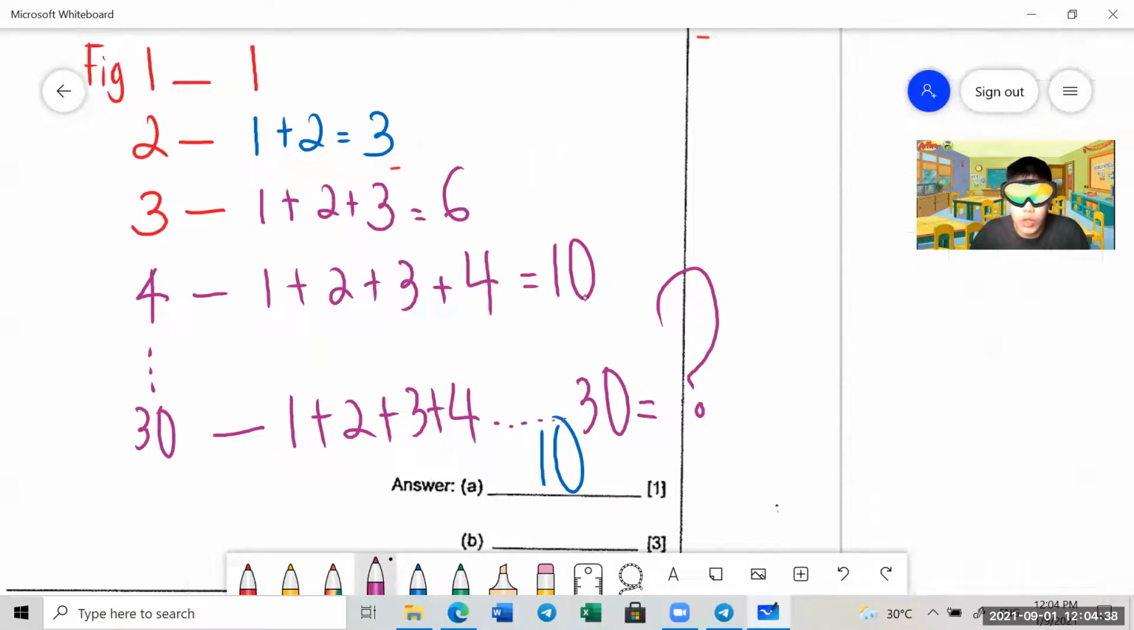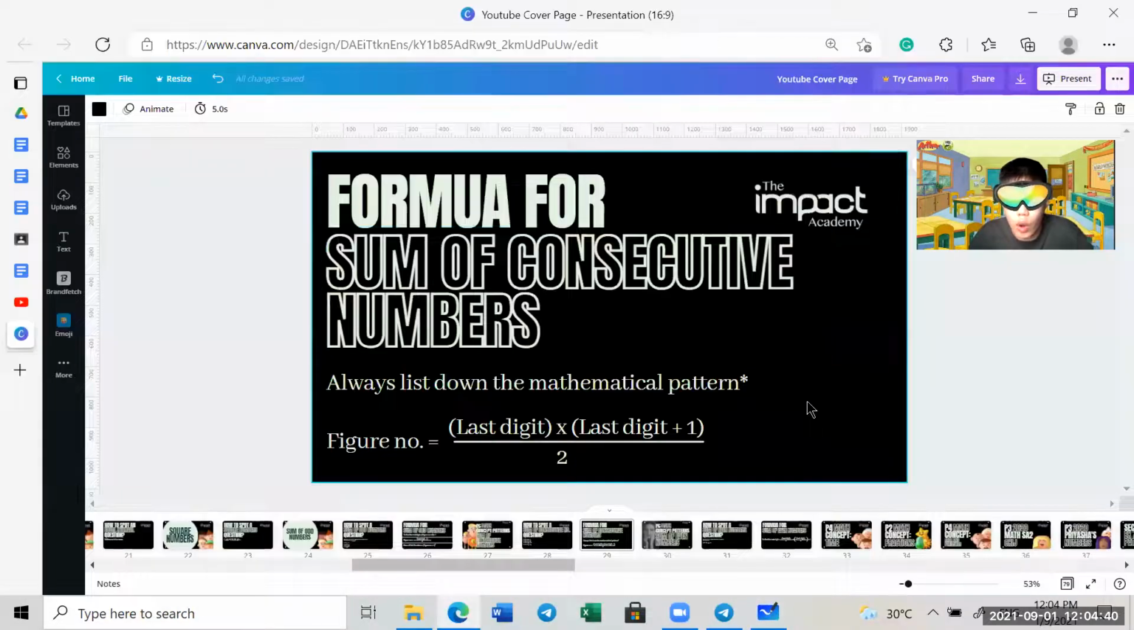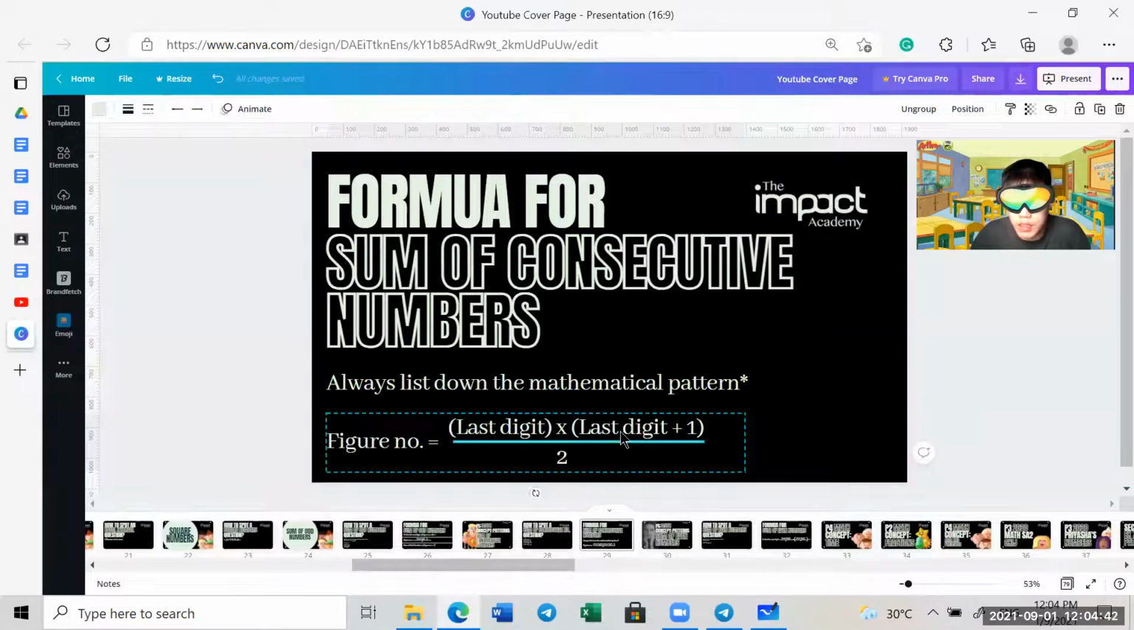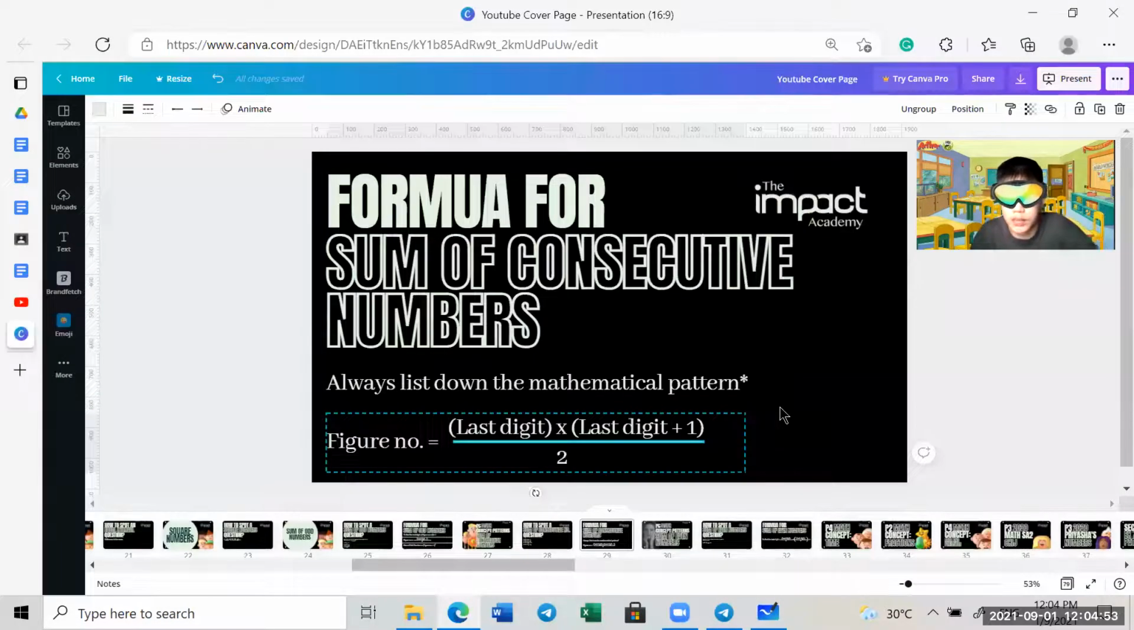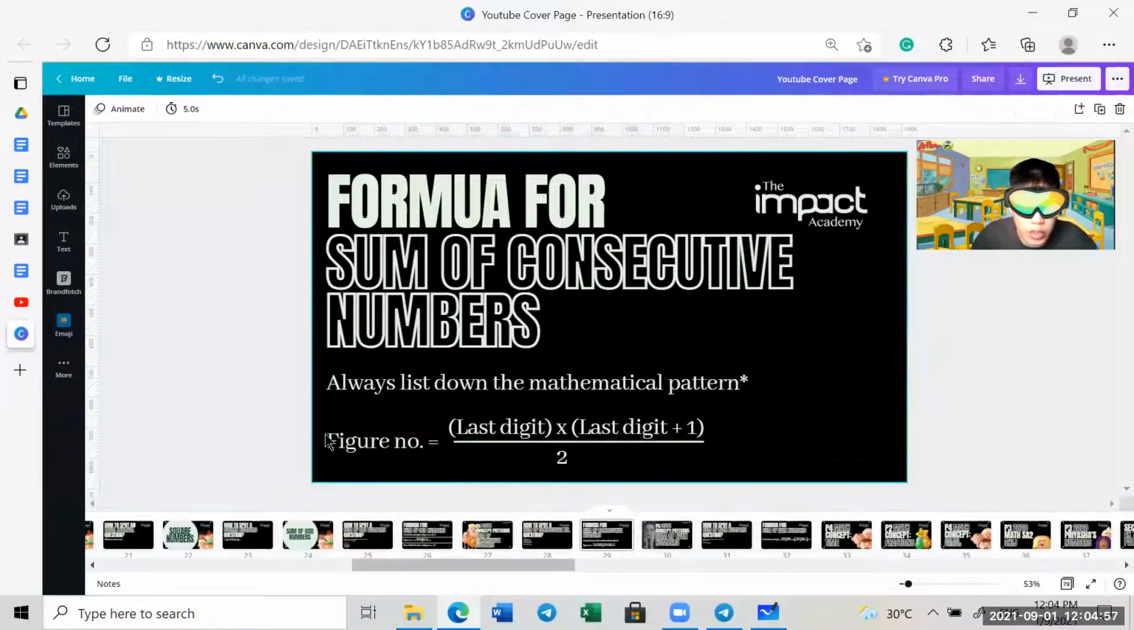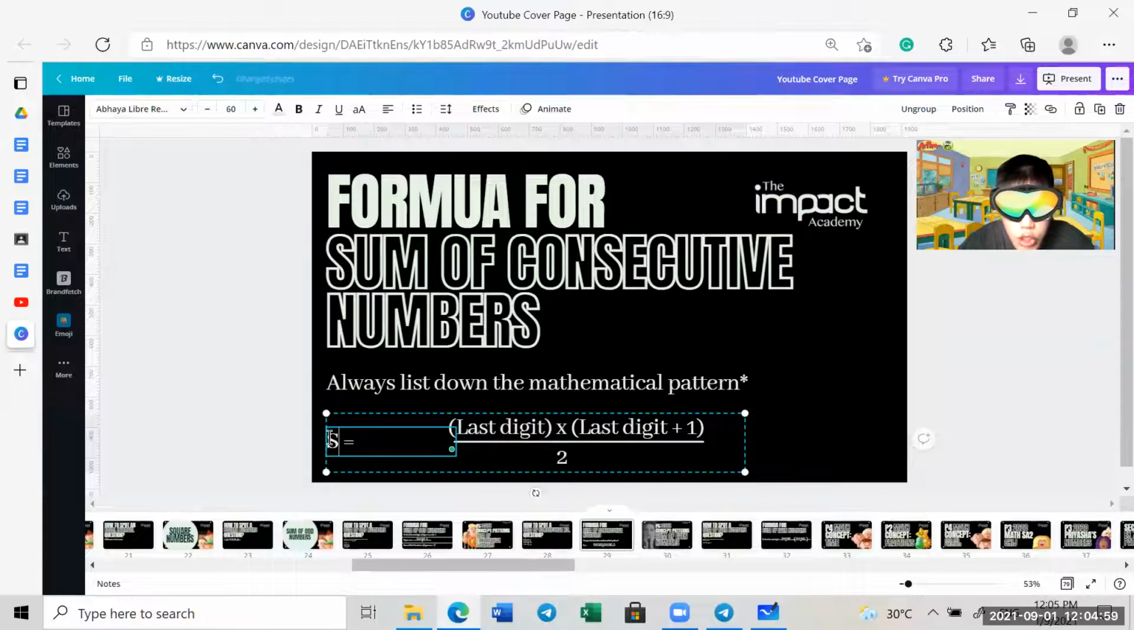All right, how do I find that question mark? Very simple. Use the formula that I've taught you. Over here it says the last digit times the last digit plus 1, divided by 2. So I'm going to write down the formula first, because to find the sum of consecutive numbers, you just have to do the last digit times the last digit plus 1 over 2. I apologize. Over here shouldn't be figure number. It should be the sum of consecutive numbers.